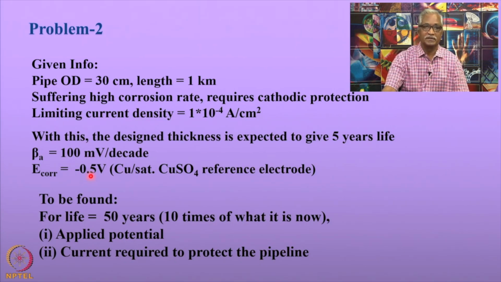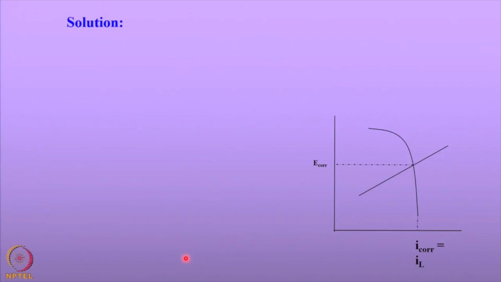without cathodic protection, or it is a natural potential I would call it, is minus 0.5 volt with respect to copper saturated copper sulphate reference electrode. If these are the values given, then what will be the applied potential that will provide us an increase in life by 10 times, and again what is the current required to protect the pipeline? This is the problem. So, let us look at how to solve this problem.